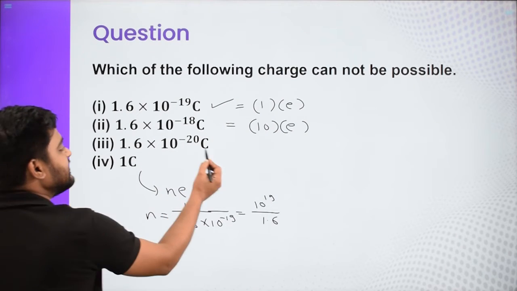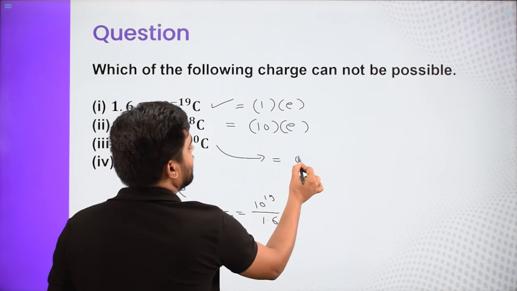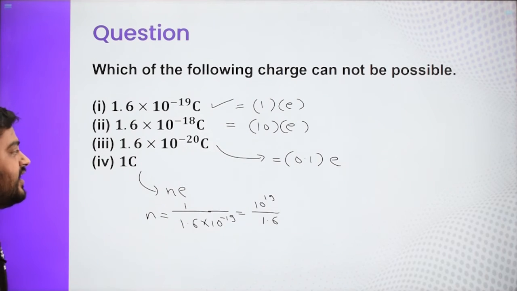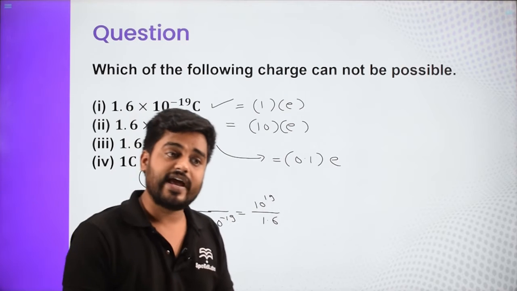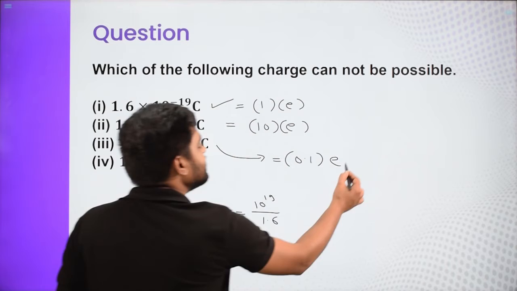But what about the case number 3? This is nothing but 0.1 times E. That is, this is E divided by 10, right? So what does this mean? To achieve this charge, 0.1 electron has to leave the atom, which is not even possible, right? So this is not possible.